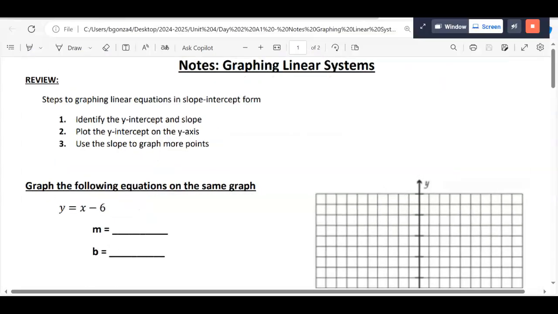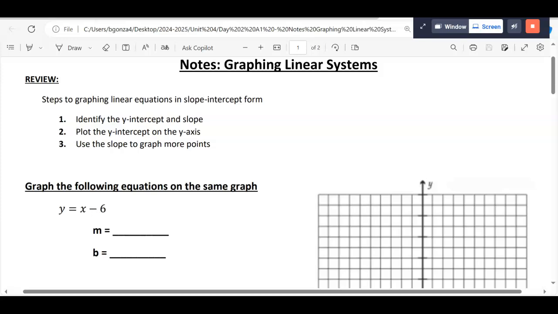So our notes today, our assignment is on graphing linear systems. So we want to review the steps to graph linear equations. We talked about it yesterday a little bit. We've been talking about it. We're going to reinforce it. So here we go. All right. Number 1, step 1.